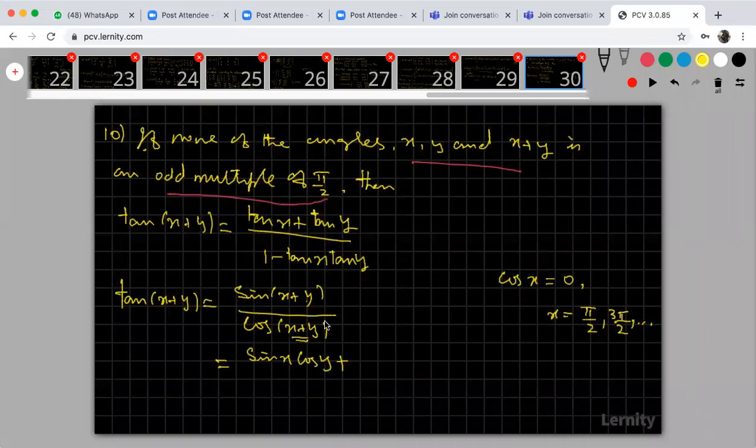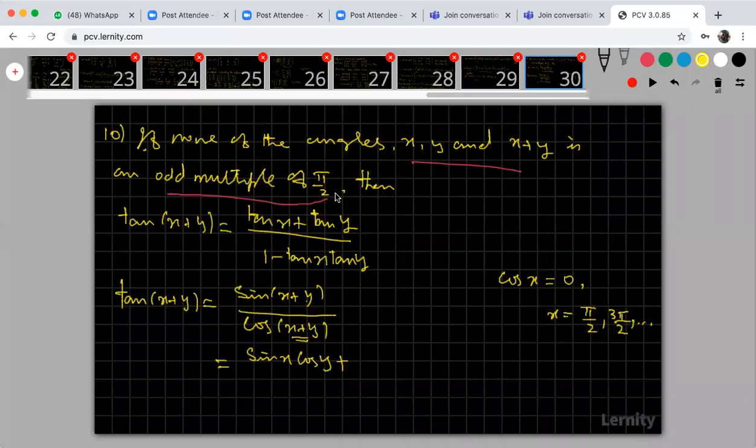So therefore, if x + y is not an odd multiple of pi by 2, then this is not equal to 0, and we can define tan(x + y). So that's why this condition is given. Why, sir, is it also given that x and y are not odd multiples of pi by 2? Yeah, I will explain. So now look at that.